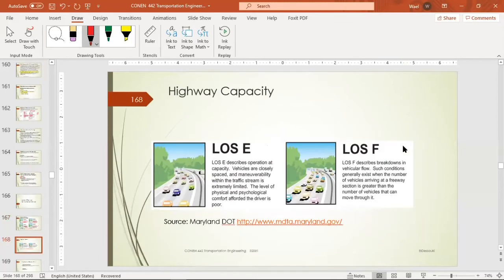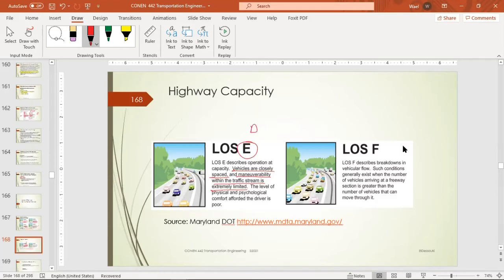We go to level of service E. Here, first of all, vehicles are closely spaced and maneuverability within the traffic stream is extremely limited. You can relate to this if you drive on King Fahd Highway during the morning peak hour. It's very hard to switch lanes, right? Most probably the freeway is operating at E or D.